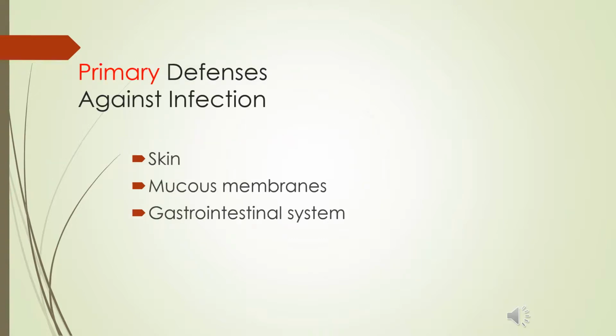Primary defenses are the defenses that we've been born with, and look, it's the skin. Intact skin prevents us from getting contaminated with blood. Mucous membranes have fluid in them that help protect our eyes. Our mouth has an acidic discharge that helps break down food and bacteria. And then our gastrointestinal system is very acidic, so it really helps prevent infections that way also.